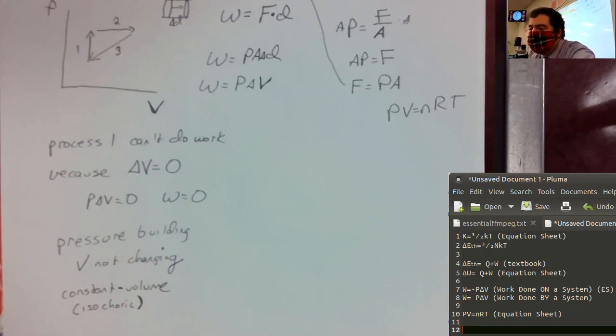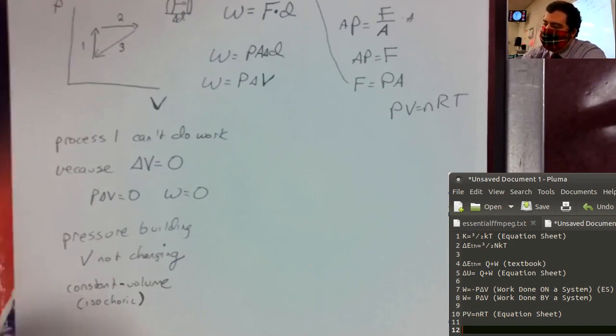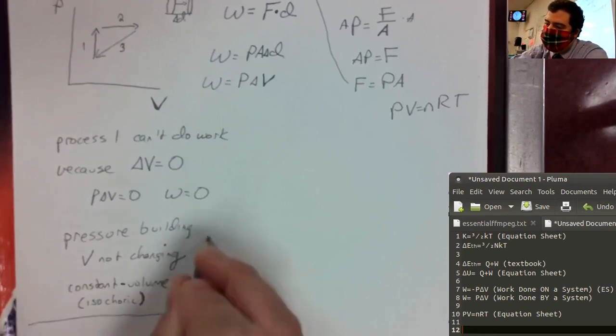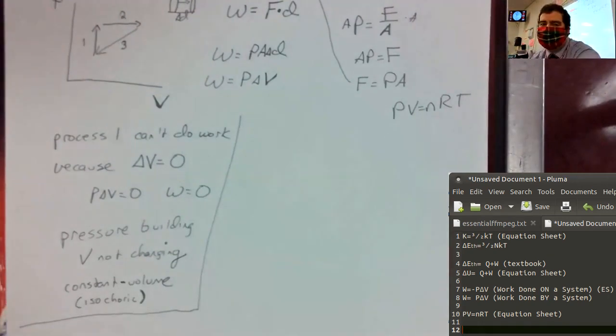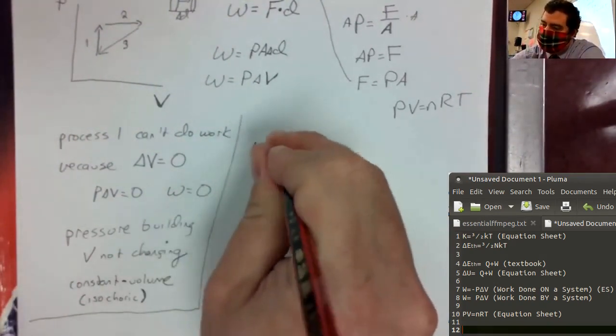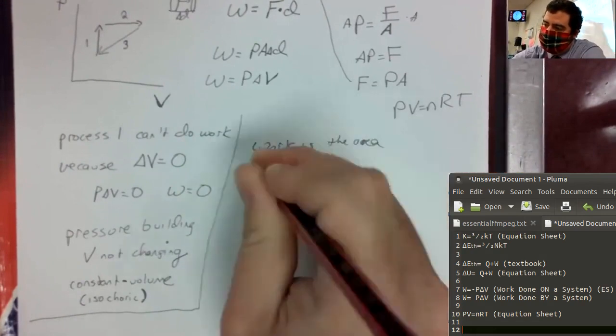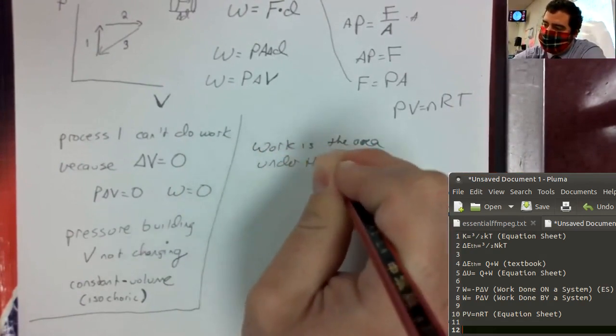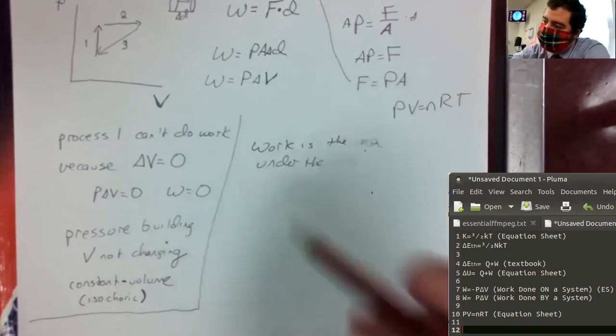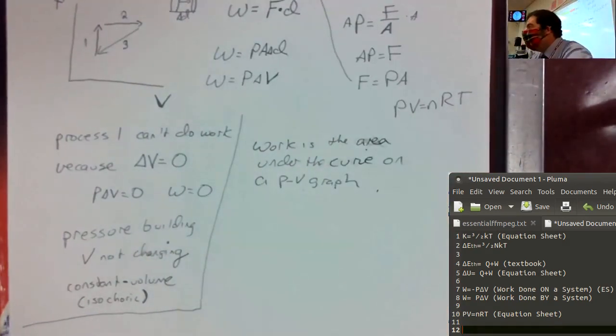And it's not obvious how to get the work from this graph. This is one of those places where I feel like teaching physics without calculus leads to unsatisfying explanations. So you're just gonna have to live with this one, and I apologize. Work is the area under the curve on a PV graph. Now, some of you guys who've had calculus would recognize I'm talking about taking an integral here.